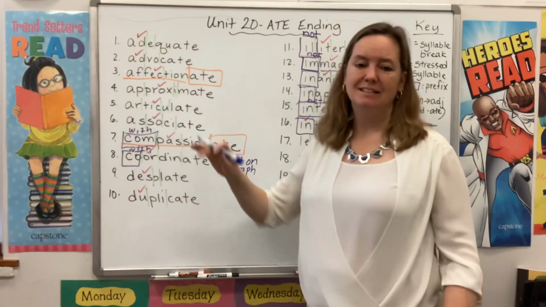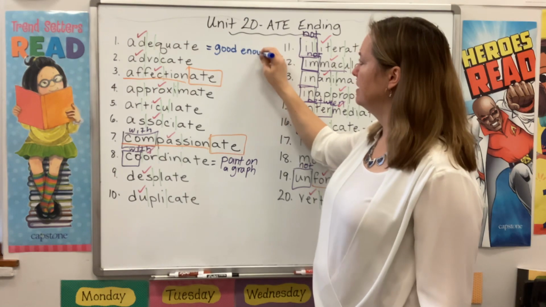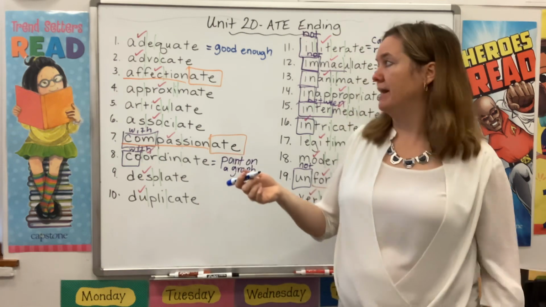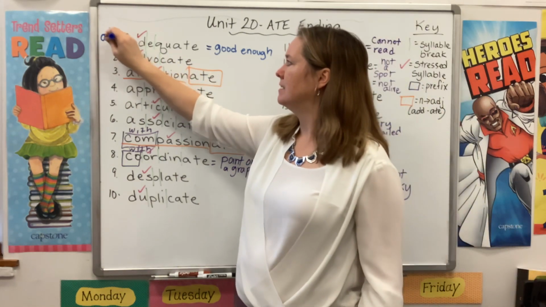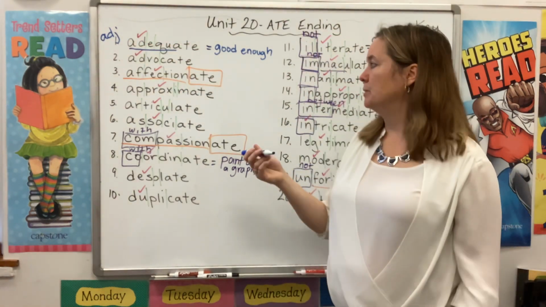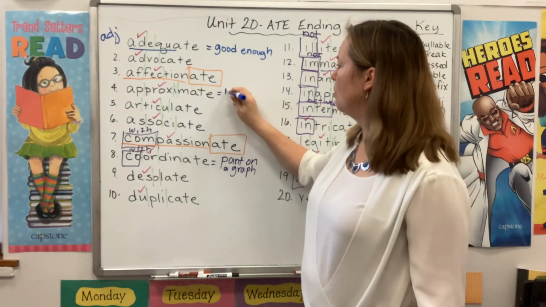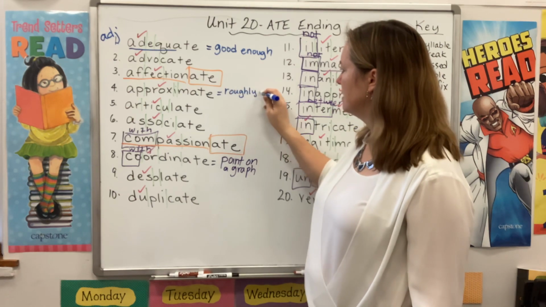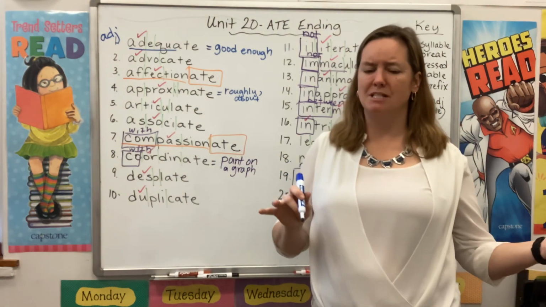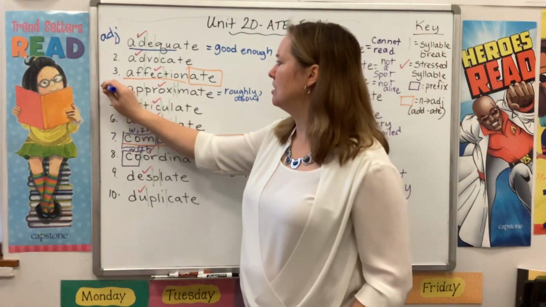So adequate means good enough. Okay, if you get adequate grades, you're going to pass, but you're not going to get straight A's. So adequate is an adjective, but there's no easy to spot root hiding in there. Approximate means roughly or about. So you could say, I know you can't tell me how many people are coming to the party, but can you give me an approximate number? Give me like a rough estimate. So that's also an adjective.